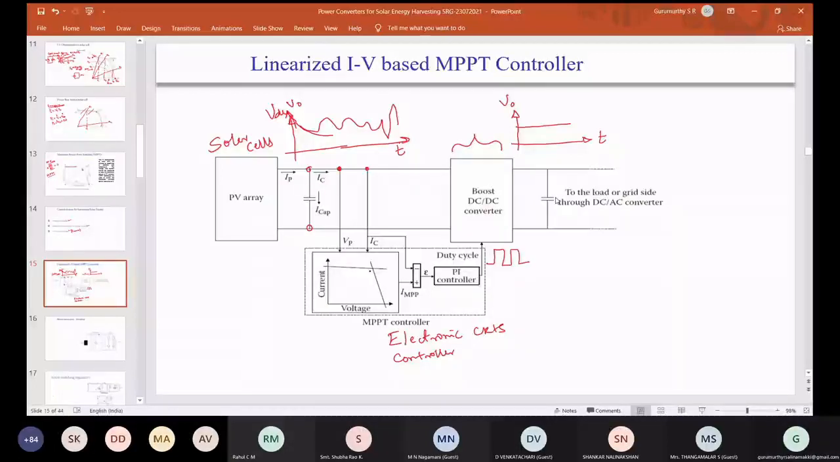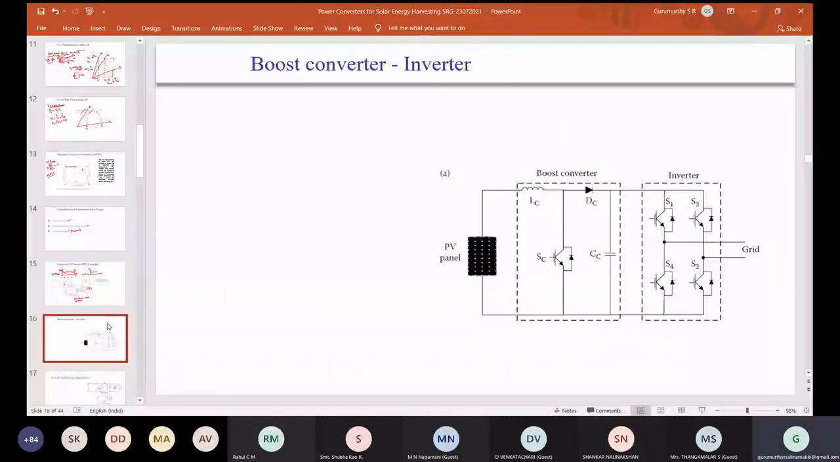So now a boost converter looks something like this. This is the configuration. There is a solar cell, a photovoltaic PV panel, which is basically like a current source with the IV characteristic we have discussed, and its output is connected to a boost converter. The boost converter consists of an inductor, a semiconductor switch, another diode, and a capacitor.